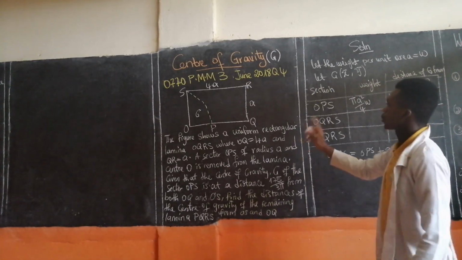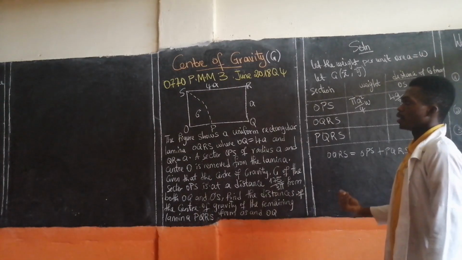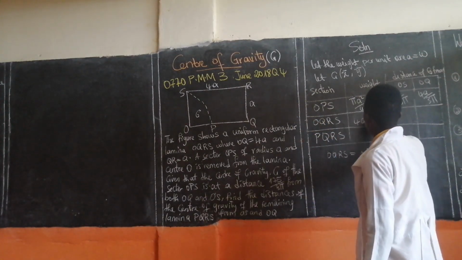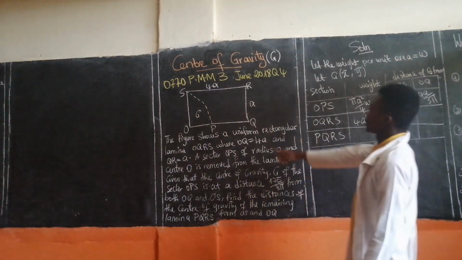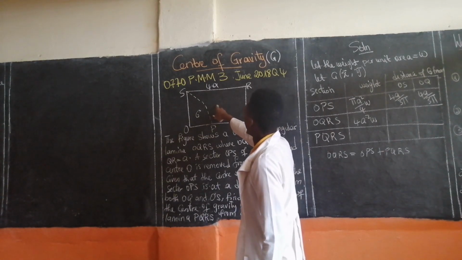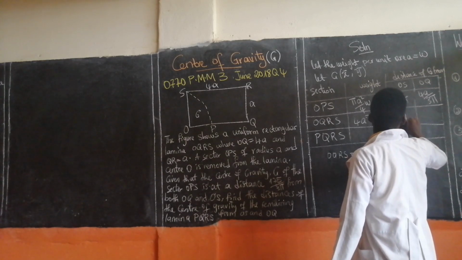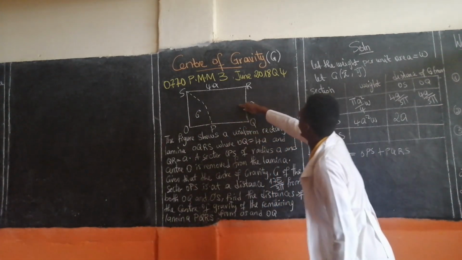Now for OQRS, which is a rectangle, the area is length times width. So we have 4a times a, which is 4a², so the weight is 4a²W. The distance from the center of gravity of the rectangular lamina to OS will be 2a, and the distance from there to OQ will be a over 2.